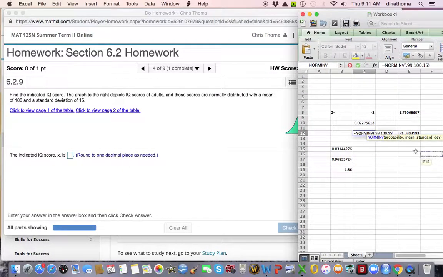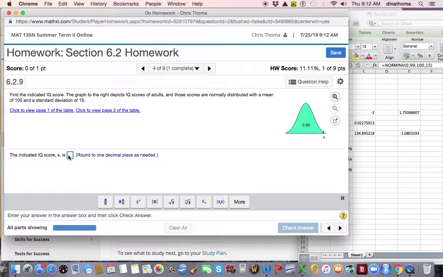And this is what's so good about Excel. It tells you everything you have to type in. I hit enter. 134, round to 1 decimal place, so 134.9.